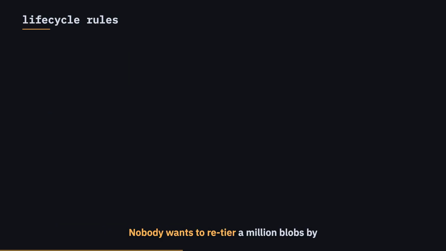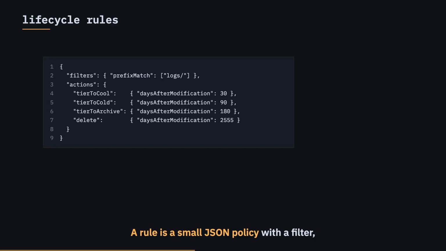Nobody wants to re-tier a million blobs by hand, so the Blob service has lifecycle management, rules that patrol your account and act on age. A rule is a small JSON policy with a filter which blobs it watches, maybe just block blobs under one container prefix, and actions on a timer.